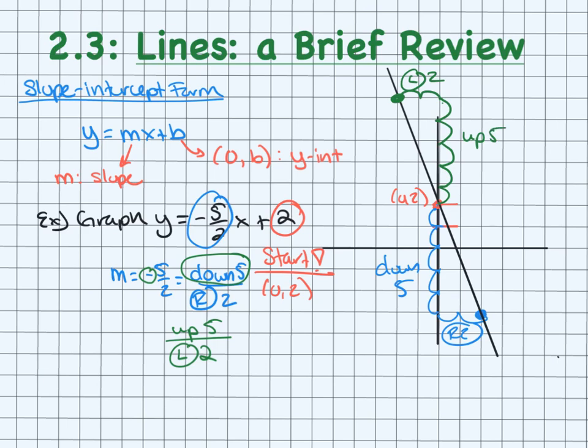So the negative in front of the slope can either be applied to the numerator, making the graph go down, or to the denominator, making the graph go to the left. What you cannot do is apply it to both. So notice if you went down 1, 2, 3, 4, 5, and to the left 2, you're way off your line. Okay, let's do one more of these before we move on to something harder.